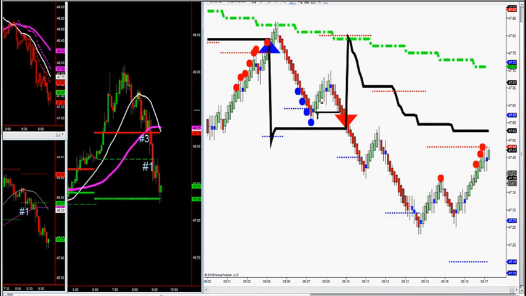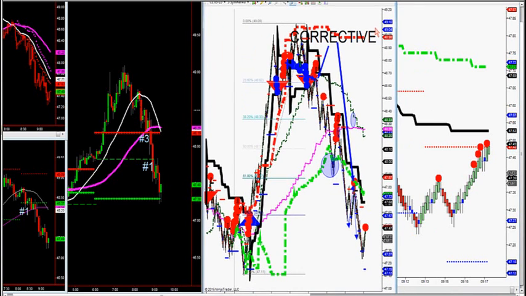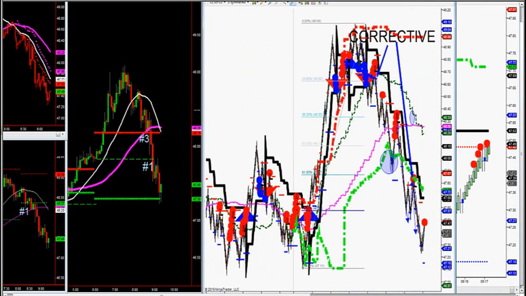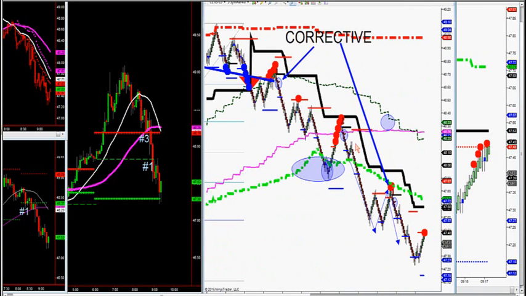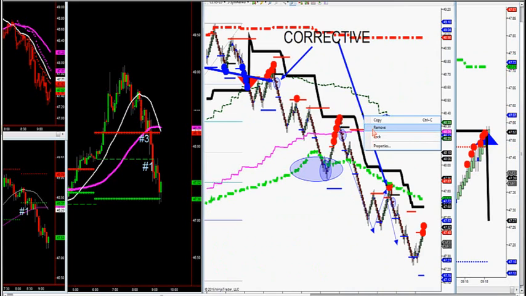Okay, let's go over the wave patterns. Thanks, Gerald. We've had a nice corrective wave move down. Let's go over corrective wave today. What is a corrective wave?